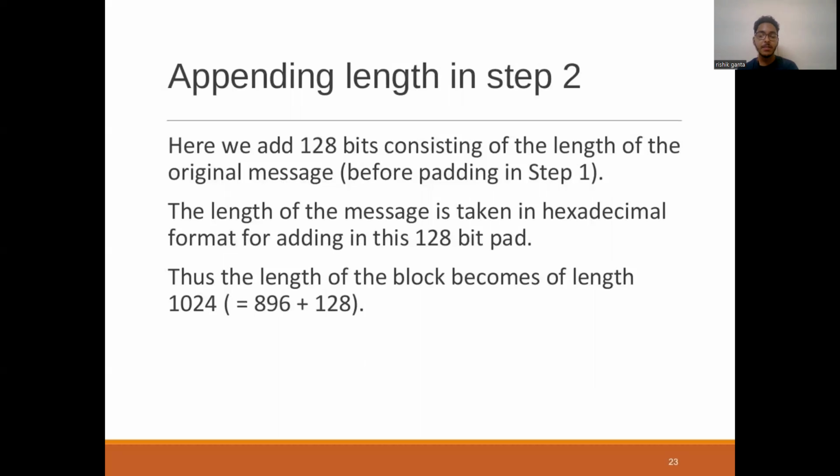Appending length, in step 2. Here we add 128 bits consisting of the length of the original message. The length of the message is taken in hexadecimal format for adding in the 128-bit pad. Thus, the length of the block becomes 1024, that is 896 plus 128.